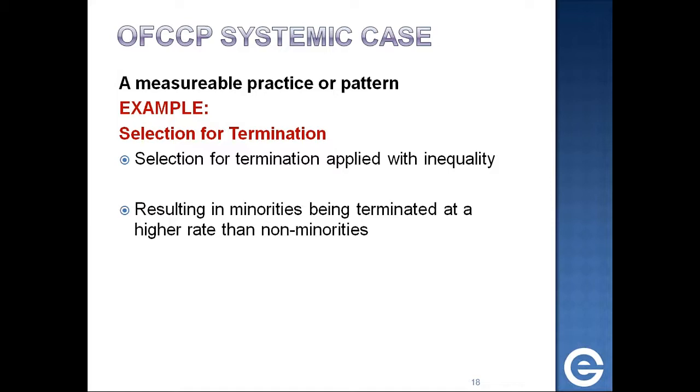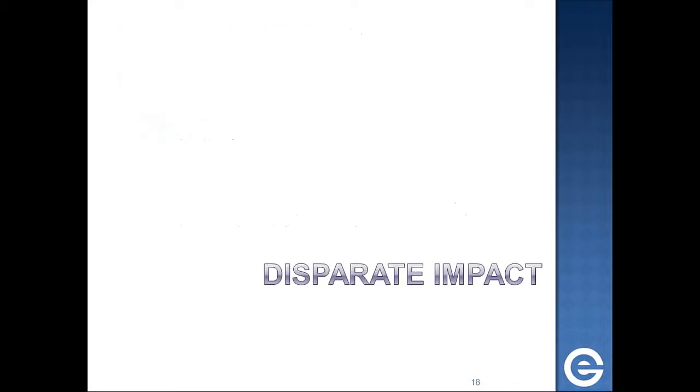Selection for termination applied with inequality is something that you have to really watch for. This can result in minorities being terminated at a higher rate than non-minorities. So what we mean by this is when you select somebody for termination, you need to follow your termination policy with equality. So let's say it's for attendance, you have to follow your steps to the termination policy. So how many times does the policy say they can be tardy or late before they're terminated? And then you apply that with equality.